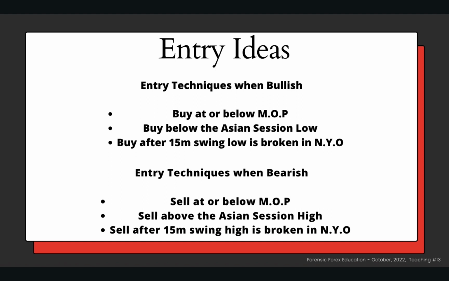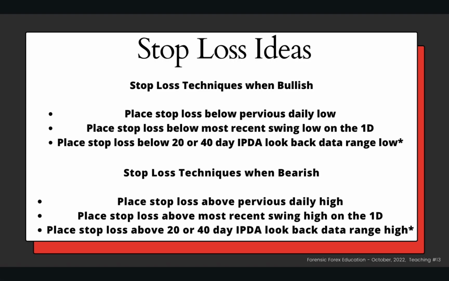And vice versa, when bearish, you can sell at or above midnight opening price. So basically what you're doing is you're selling at a premium. You're selling your stock or you're selling the value of an asset at a higher price. You can also then sell above the Asian session high. Selling above the Asian session high is going to have buy stops and buy side liquidity, trapping breakout retail traders to the upside while commercials fade and give them a reversal. You can also sell after a 15-minute swing high is broken in the New York session open.